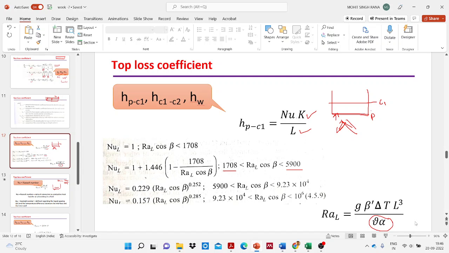So let's consider the temperature. Please note down: temperature of C1 is 325 Kelvin and temperature of C2 is 305 Kelvin. All the values for the temperature will be in Kelvin.